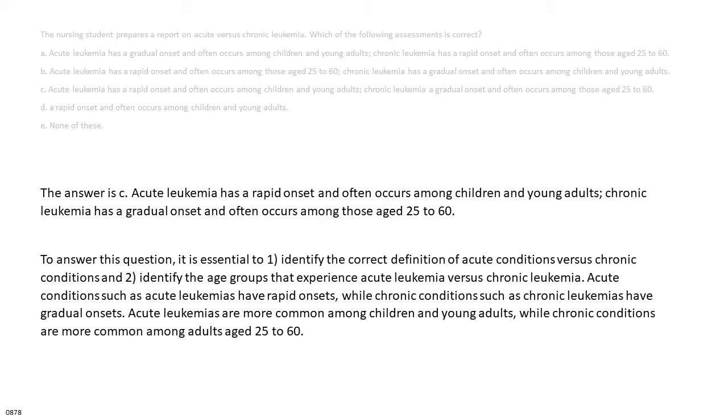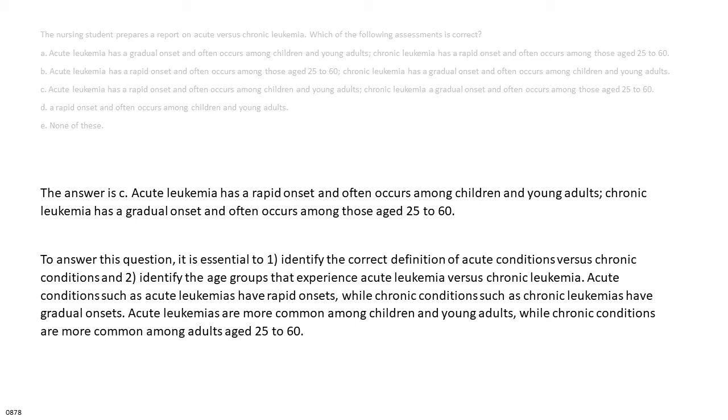The answer is C. Acute leukemia has a rapid onset and often occurs among children and young adults. Chronic leukemia has a gradual onset and often occurs among those aged 25 to 60. To answer this question, it is essential to, 1. Identify the correct definition of acute conditions versus chronic conditions, and 2. Identify the age groups that experience acute leukemia versus chronic leukemia.